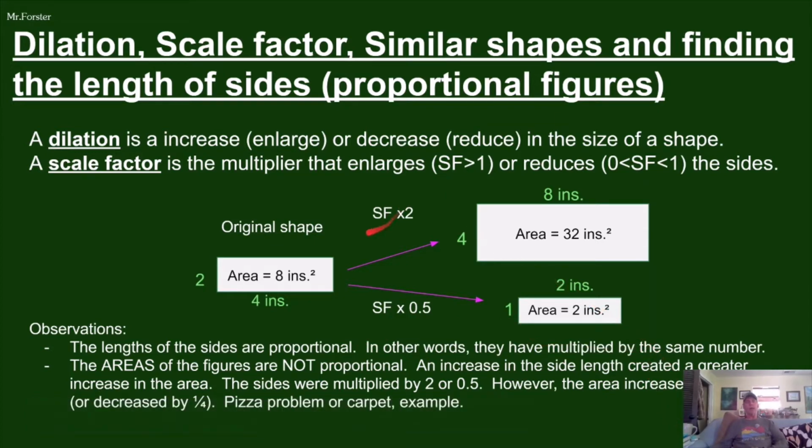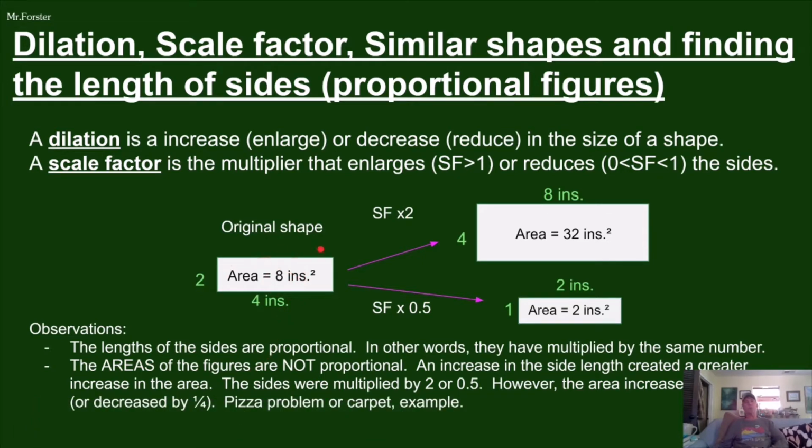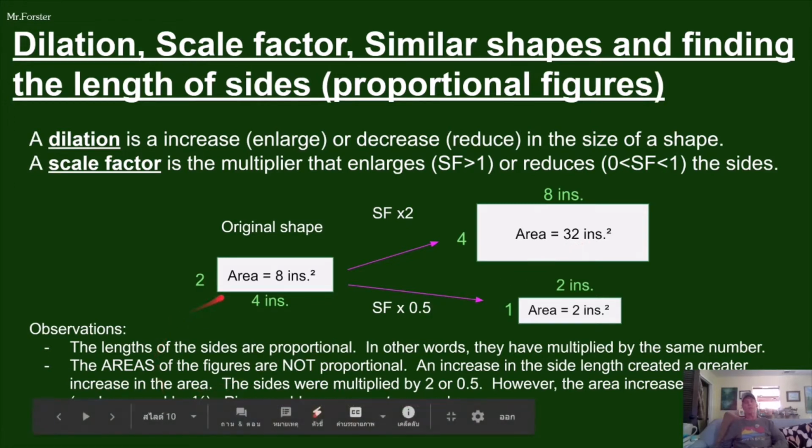But anyway, some observations. The lengths of the sides are proportional. In other words, they are multiplied by the same number. Of course, we multiplied by the same number, so of course they're proportional. But the areas are not proportional. I didn't talk about the areas, but let's look at the area. 4 times 2 is 8. 4 times 8 is 32. Well, we multiplied by 2, but the area got 4 times bigger. And here, when we multiplied by 1/2, the area went from 8 to 2. It's 1/4 of the area. So be very careful, because the areas are not proportional.